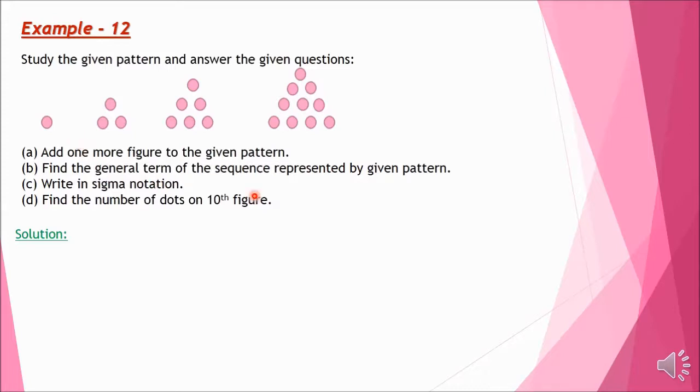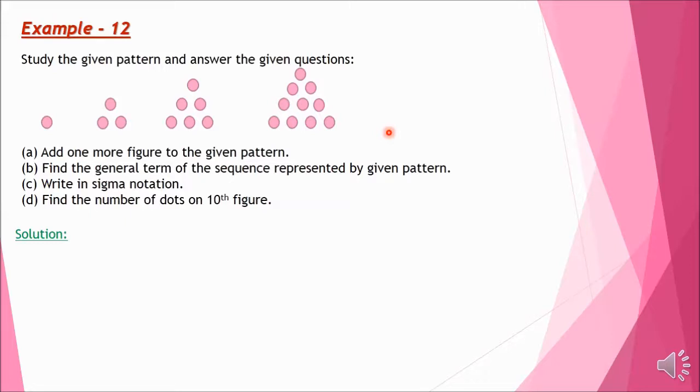Find the general term. We have to find the general term of the sequence represented by the given pattern, and we have to represent it in sigma notation also, and we have to find the number of dots in the 10th figure. Means there are 6 dots on the third figure, so how many dots will be on the 10th figure? If we find the general term, it will be very easy to calculate the number of dots on any figure.